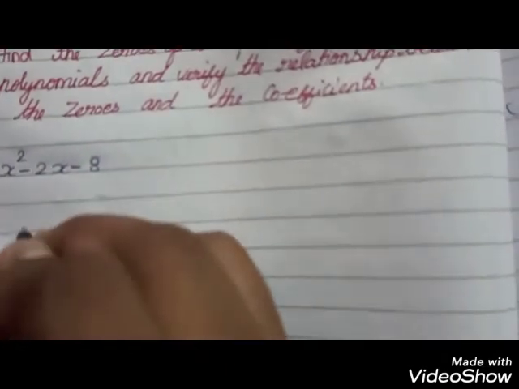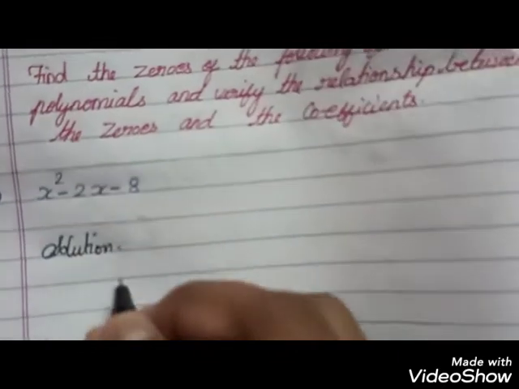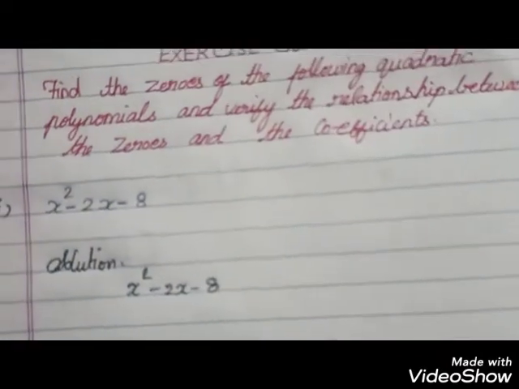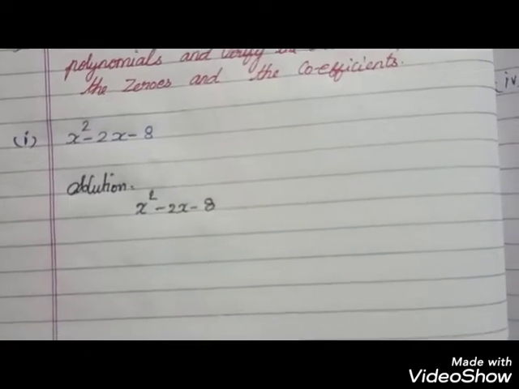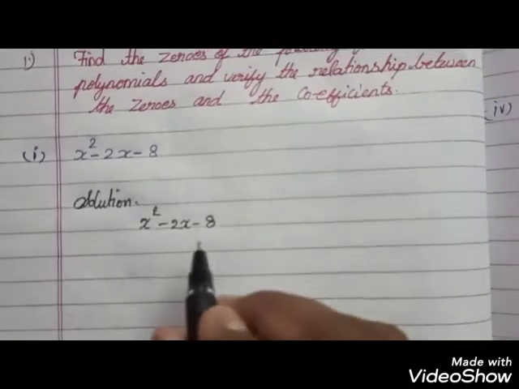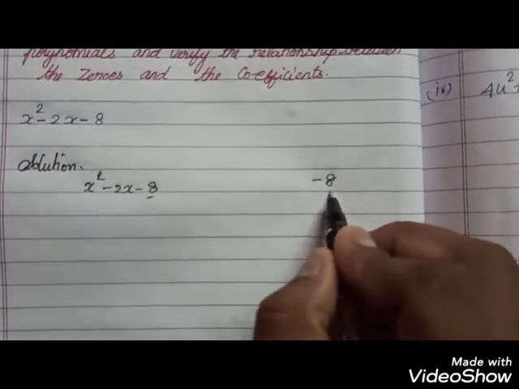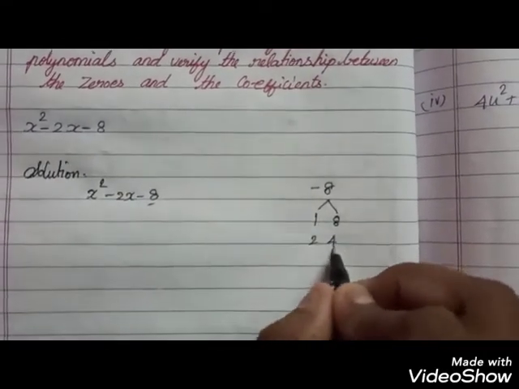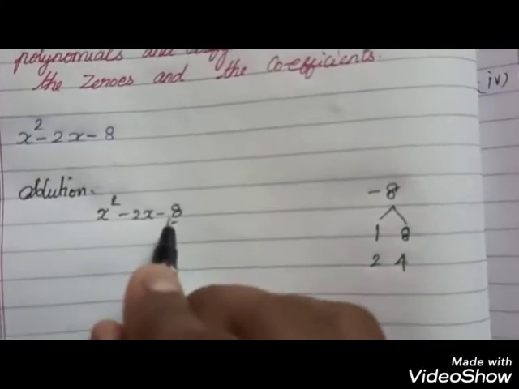So, solution: first we need to find alpha and beta. The polynomial is x square minus 2x minus 8. We need to find the factors for this. In 9th standard, you learned how to factorize by splitting the middle term. So I take this minus 8 and write the factors of 8. 1 8s are 8, 2 4s are 8, and again 4 2s are 8. Here you have to see the last term is minus.